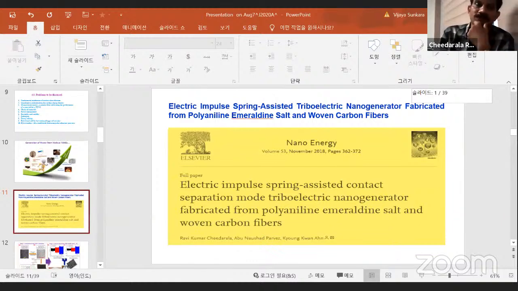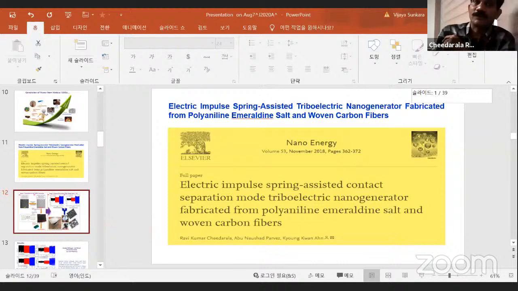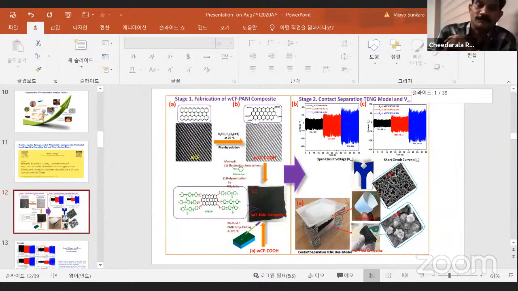And recently I published in Nano Energy an electric impulse spring assisted triboelectric nanogenerator, which is fabricated from polyaniline emeraldine salt and woven carbon fiber. So this is a very important subject we developed recently and published in Nano Energy. You can see stage 1 and stage 2 in figure 1.